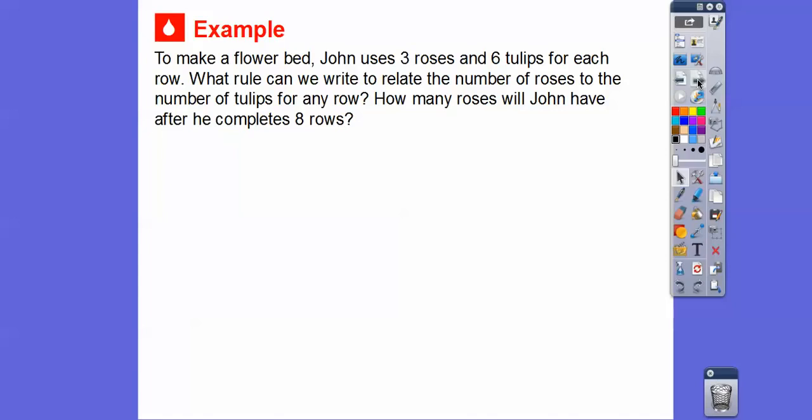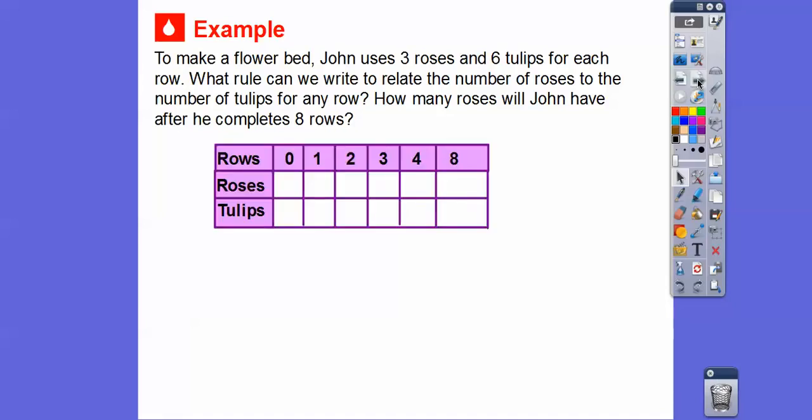So to make a flower bed, John uses 3 roses and 6 tulips for each row. What rule can we write to relate the number of roses to the number of tulips for any row? How many roses will John have after he completes 8 rows?